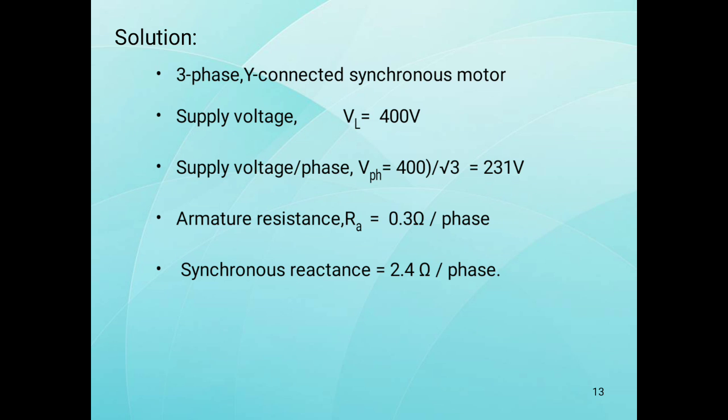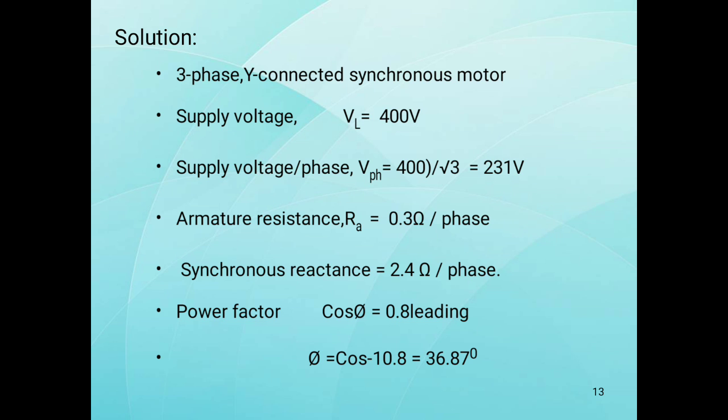2.4 ohms per phase. These are the given data, and the power factor is also given, that is cos phi is equal to 0.8 leading. So from these data we have to solve the problem. Now phi is equal to cos inverse 0.8, which gives 36 degrees 87 minutes.